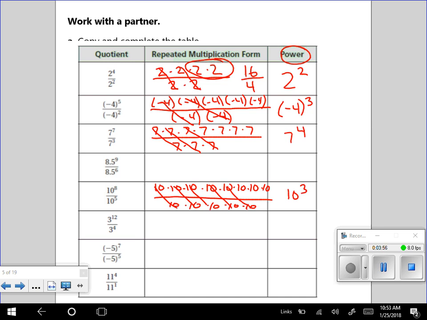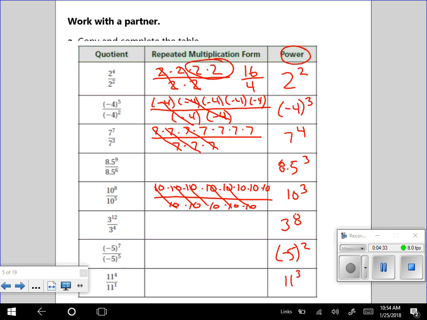So maybe by now you've formulated an idea of the rule that we would have when we're working with quotient of powers. If you haven't, you can fill in some of the rest of these and maybe you start to see it after a while. But 4 minus 2 is 2. 5 minus 2 is 3. 7 minus 3 is 4. 8 minus 5 is 3. So if we had continued, we would have 8 to the 3rd. We would have 3 to the 8th. Negative 5 to the 2nd. And 11 to the 3rd.